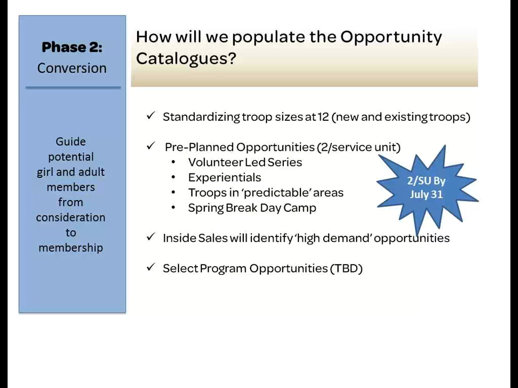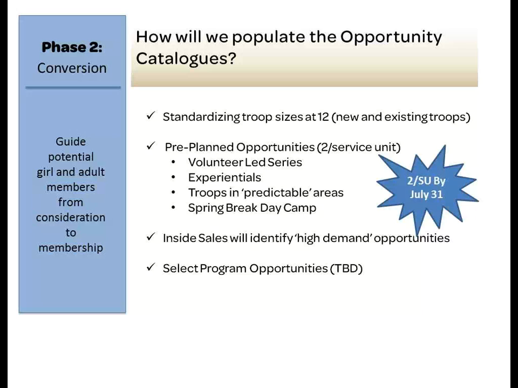Hopefully this doesn't come as a surprise. I think we've been preparing you all for this for a couple of months. But we're asking every recruitment manager, community engagement manager pair to identify 2 pre-planned opportunities that will happen before the end of the calendar year by the end of July. These opportunities would have to have the date, time, location, and capacity of the activity.